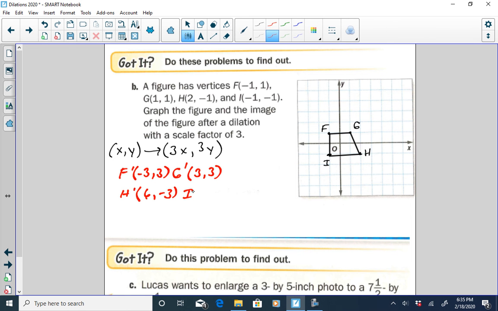Then of course we have I prime. Negative 1 times 3 is negative 3. Negative 1 times 3 is negative 3. Let's graph the image at negative 3, comma 3. It's going to be F prime. Then we have G prime located at 3, comma 3. That's going to be G prime. We have H prime, which is located at 6, comma negative 3. It's going to be our H prime. And let's see what else we have. We have I prime, which is located at negative 3, comma negative 3.